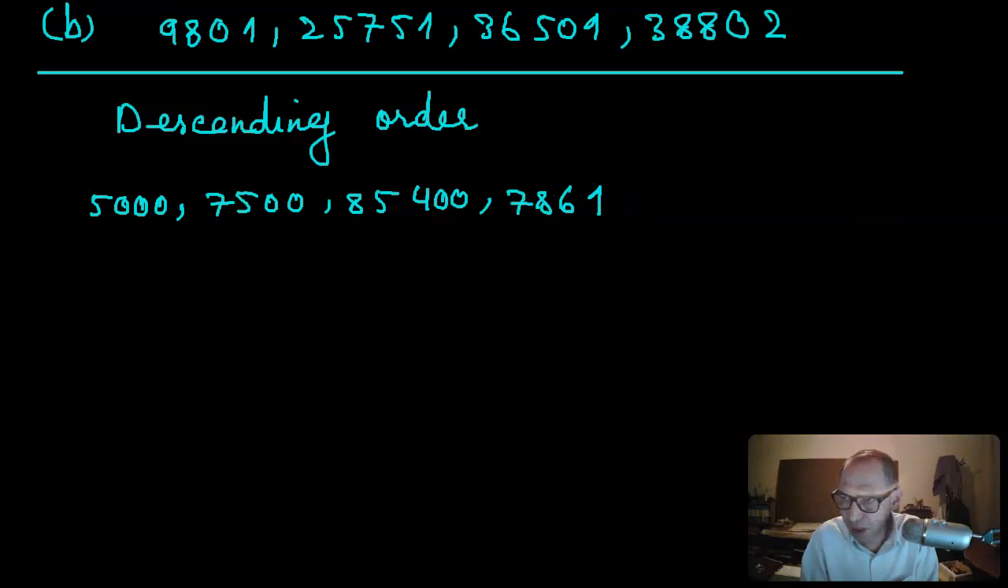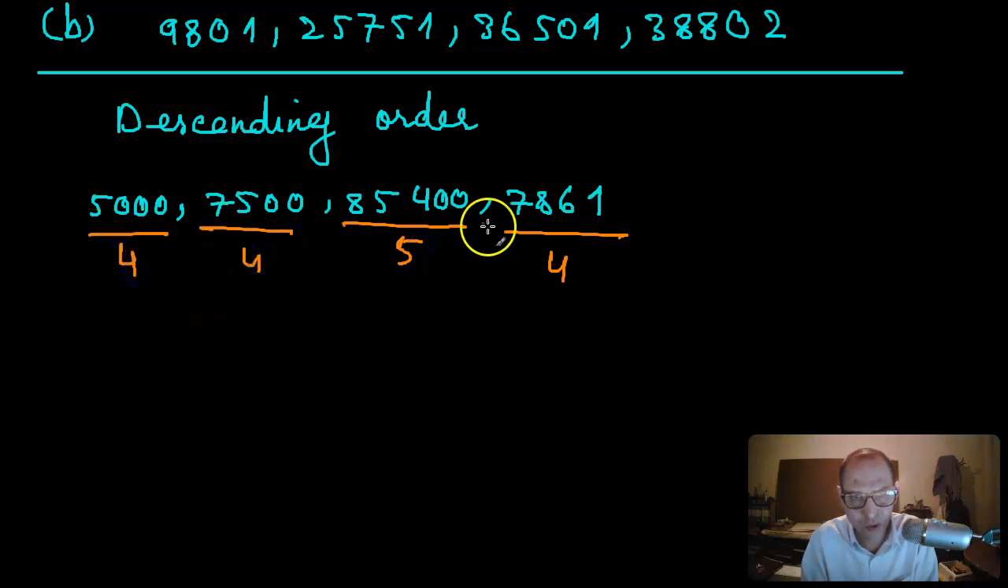So I will go with the number of digits. The number of digits over here is 4. Over here is 3 plus 2, which is 5. Over here is a 4. Over here is a 4, right? So that means that this number is larger than any of these three numbers that have 4 digits, right?